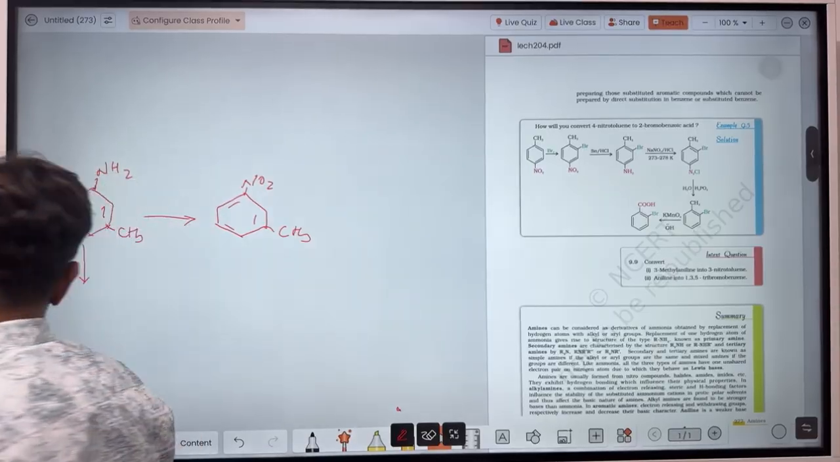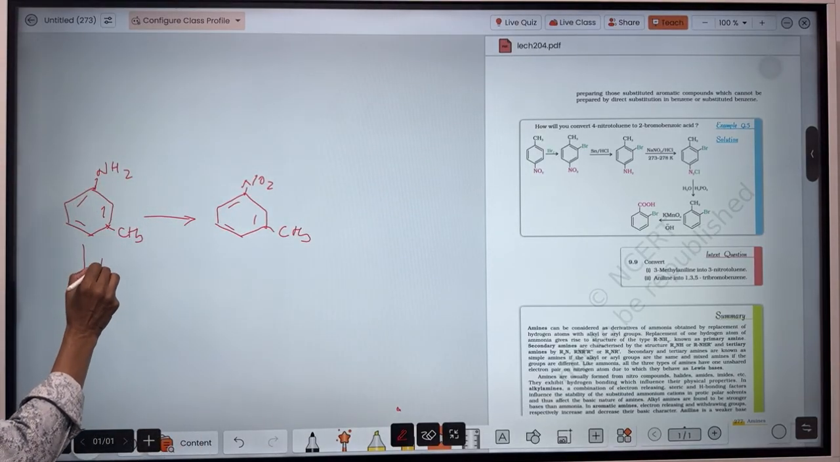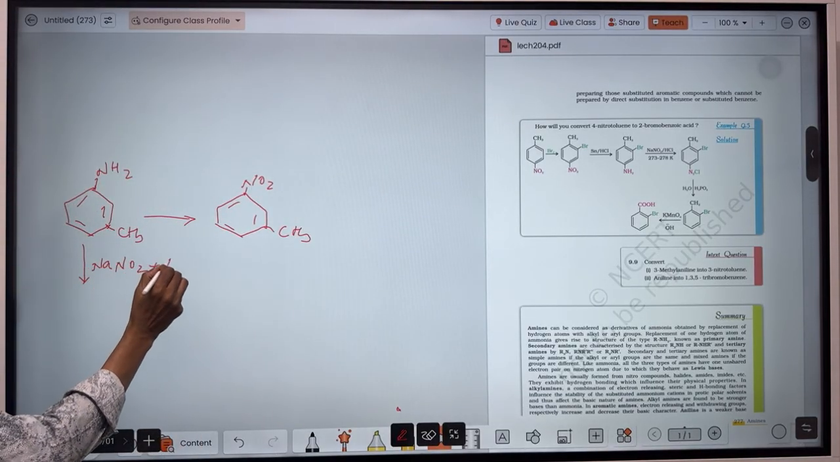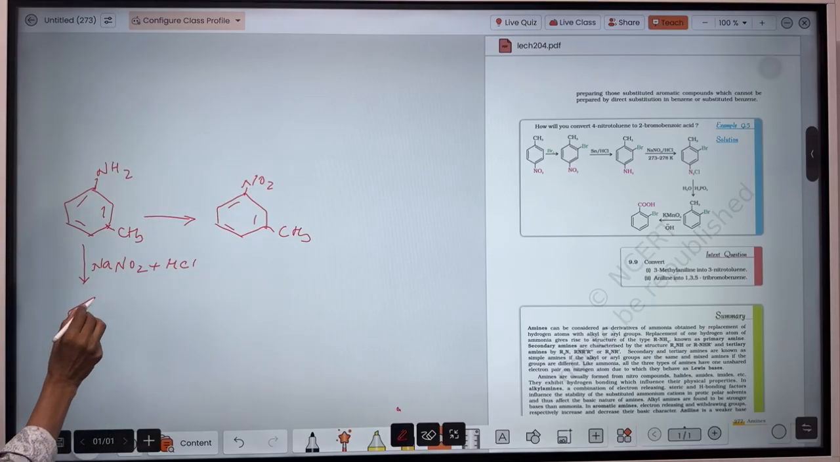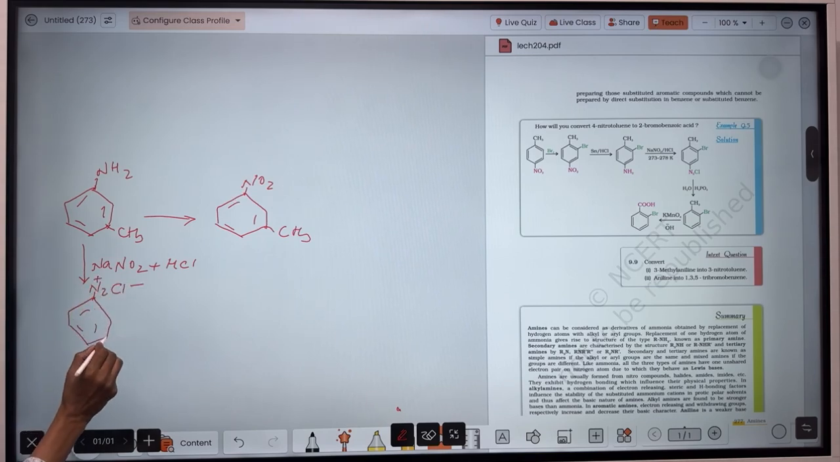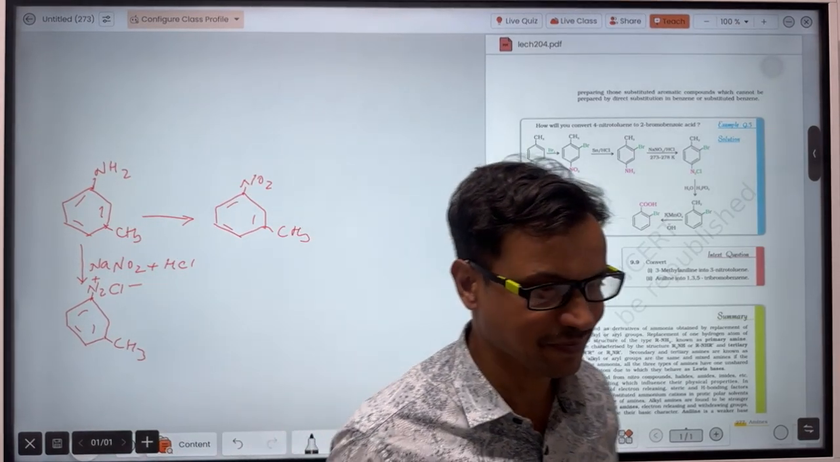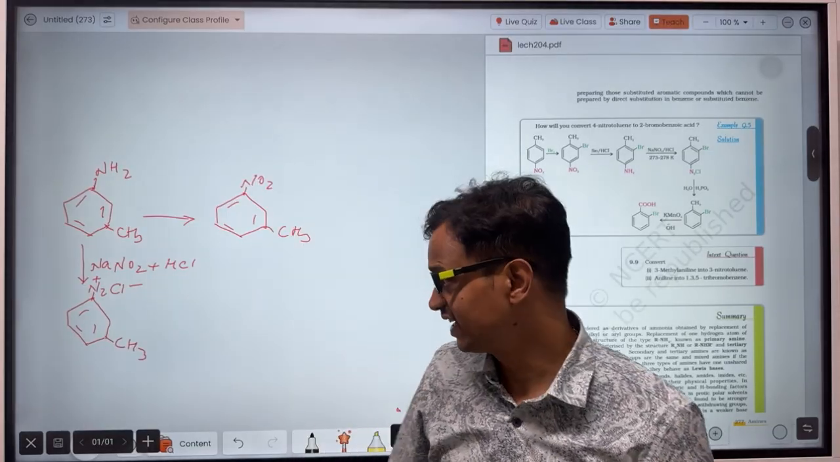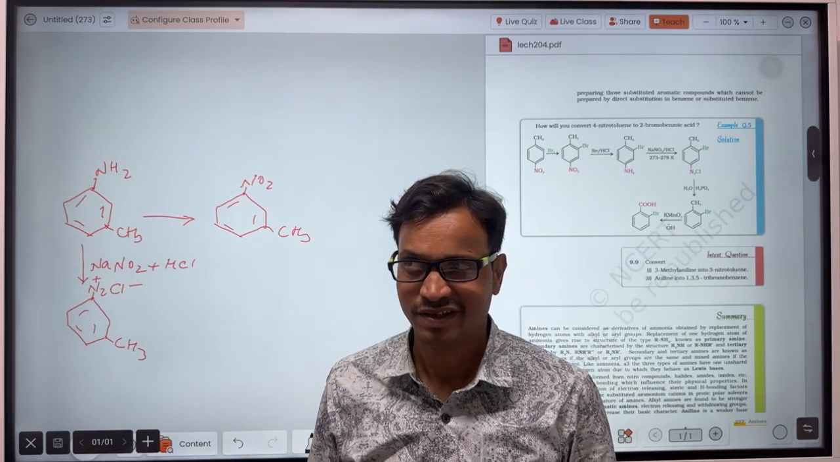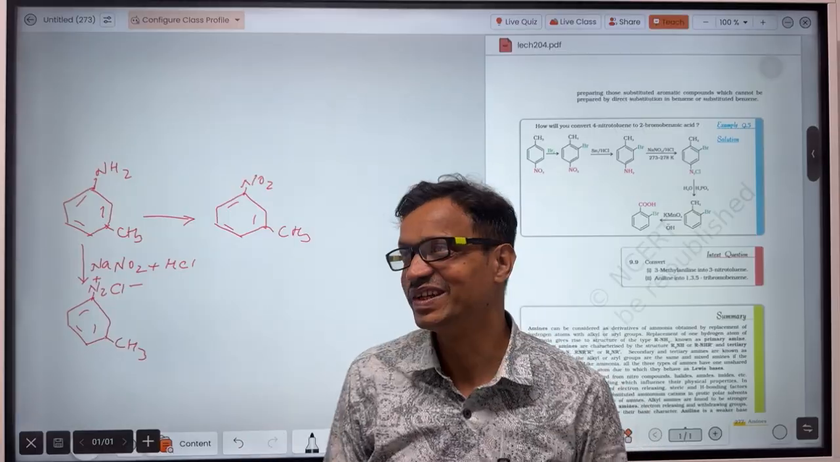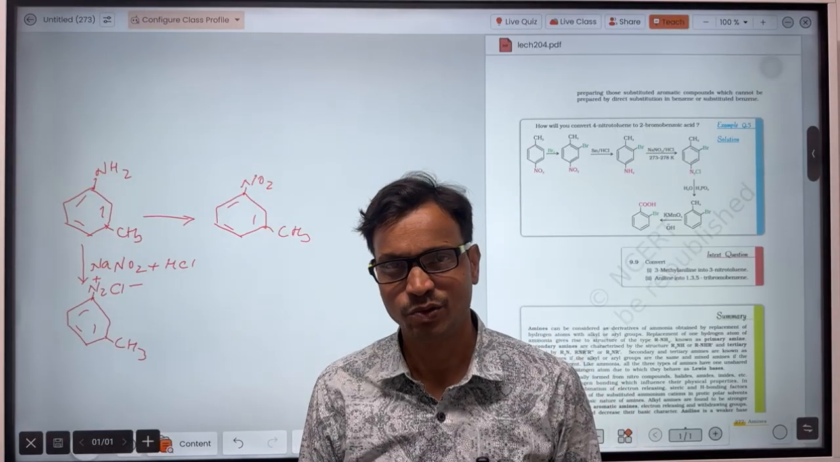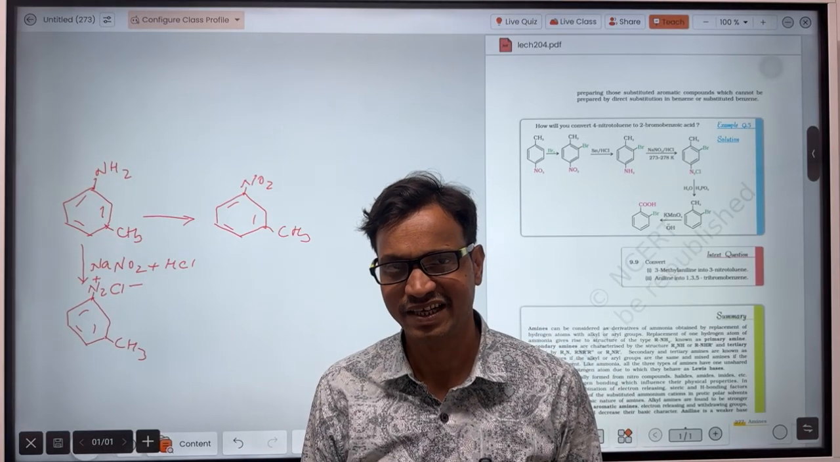So here this compound will react with NaNO2 and conc HCl. So it will be N2 plus Cl minus and here methyl. And this diazo group can be very easily replaced by NO2, because when this compound is treated with NaNO2, that is sodium nitrite.